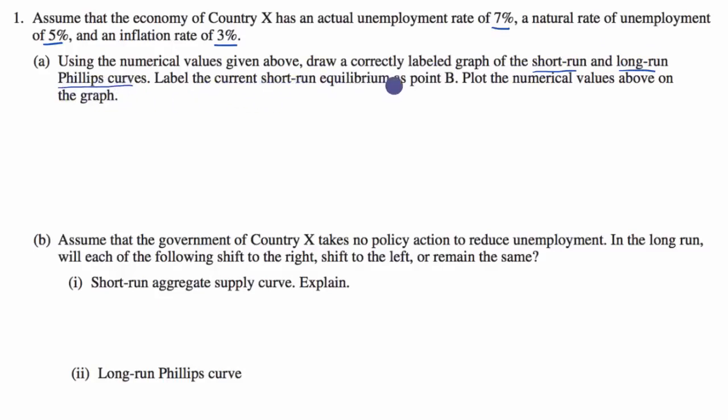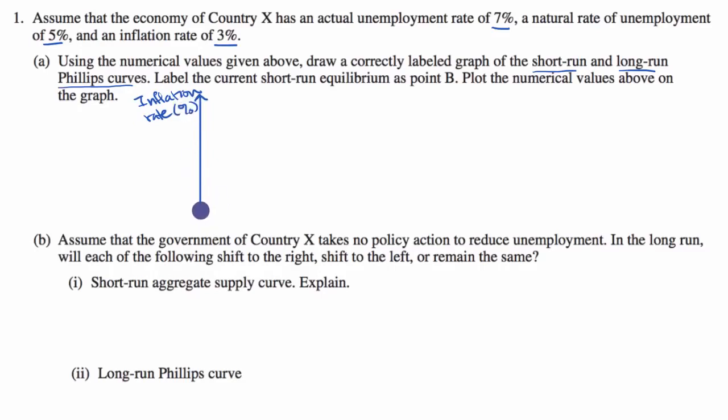Label the current short run equilibrium as point B. Plot the numerical values above on the graph. So pause this video if you are inspired to do so, but I will now work through it. So remember, Phillips curves show the relationship, or the theoretical relationship, between the unemployment rate and the inflation rate. So I'm going to do the inflation rate on the vertical axis, which is typical.